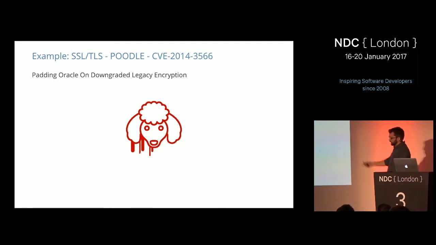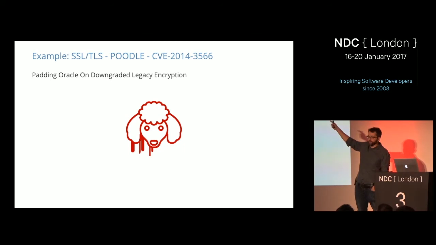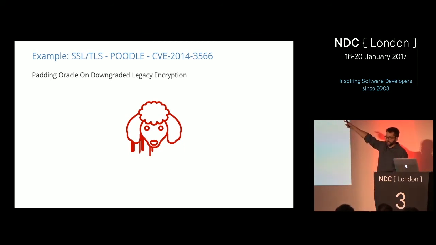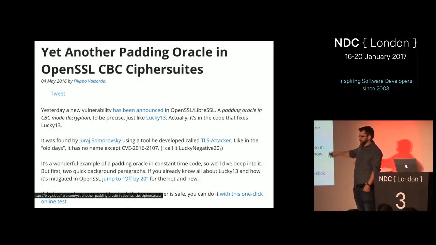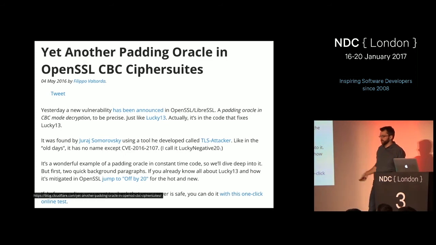Example here, POODLE, which is padding oracle on downgraded legacy encryption. So there's padding oracle again. And there was one last year, which someone called Lucky 13 or something, but it was also a padding oracle problem in TLS. Okay, so let's kind of try and avoid these padding oracles.